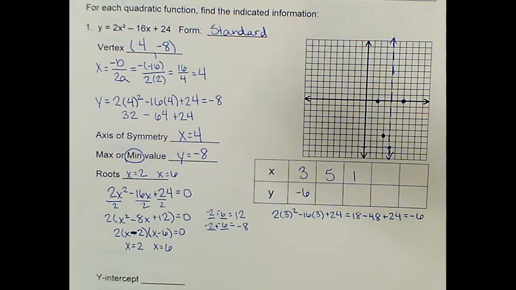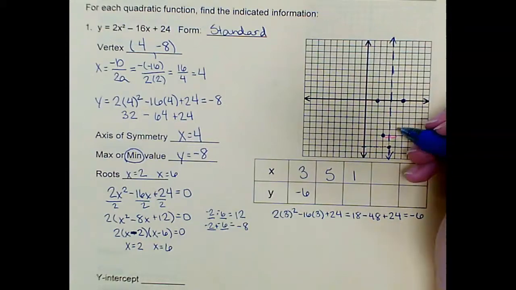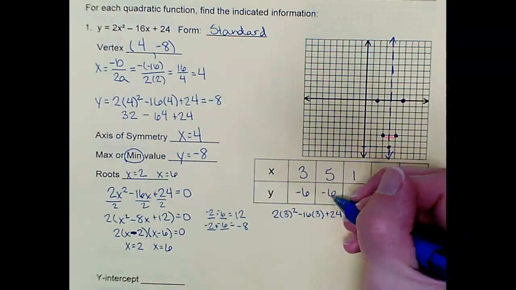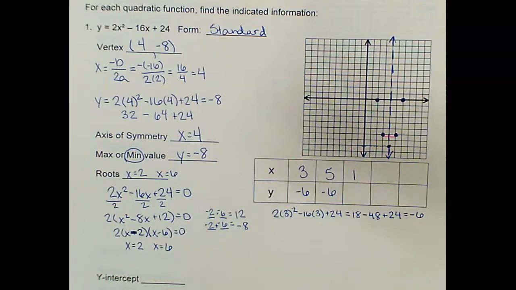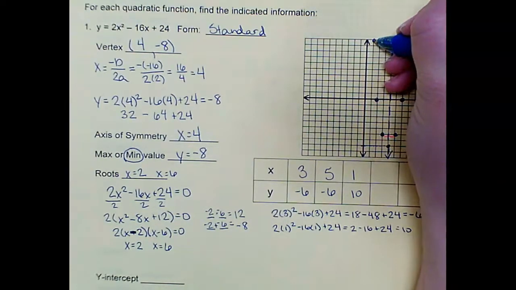Remember that whenever you have a parabola, you can find the matching point over the other side by counting boxes. So this is one box and one box. So that point right there is 5 comma negative 6. Give you a little bit of time to find the y value when x is 1. So you should have found that the y value that goes along with x equals 1 is y equals 10. So that point shows up here, and I can graph my parabola.